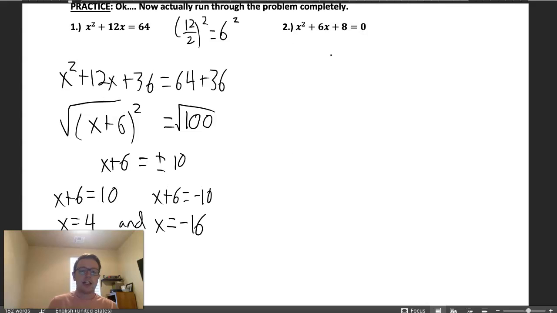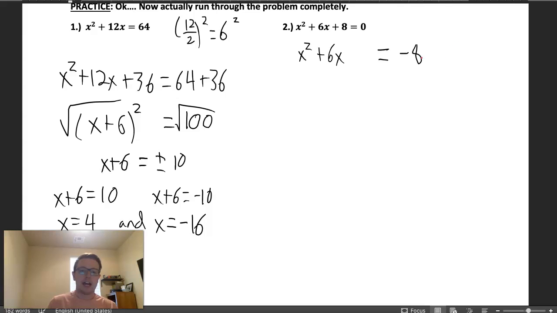Let's go ahead and try this one as well. Try to walk through your steps to figure out what x will be equal to. For this one, the first step is going to be subtract your constant over to the other side. So we're going to get x squared plus 6x is equal to minus 8. What's our next step going to be?